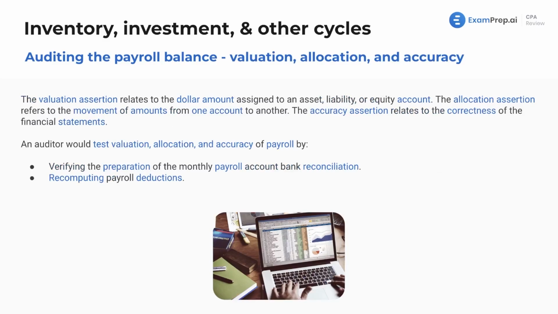Valuation. How are we going to test valuation, allocation, and accuracy? Well, we're going to verify the preparation of the monthly payroll account bank reconciliation, making sure that we see the money is accrued. We check it against the time cards. We see the money flowing out of the bank account and into the employees' bank accounts. We're not going to actually look into the employees' bank accounts, but it leaves there and goes into their bank accounts. And we are going to recompute payroll deductions, making sure all the numbers tie out.